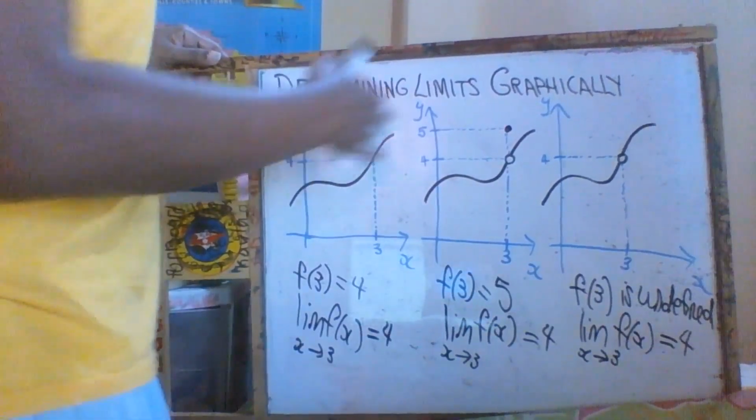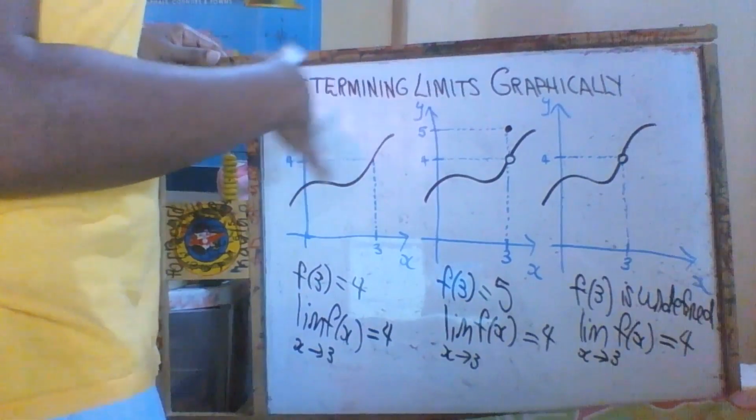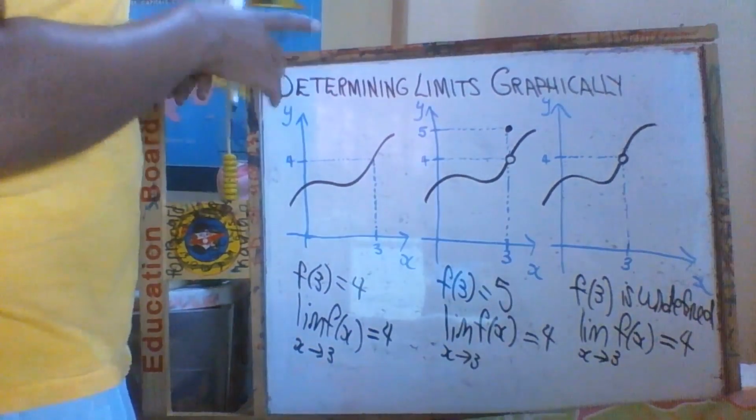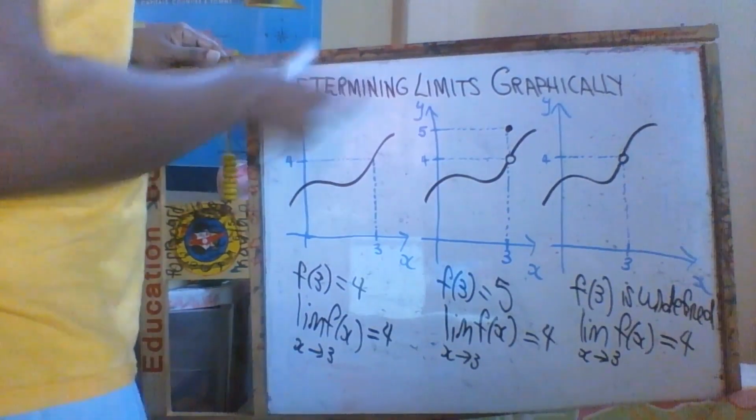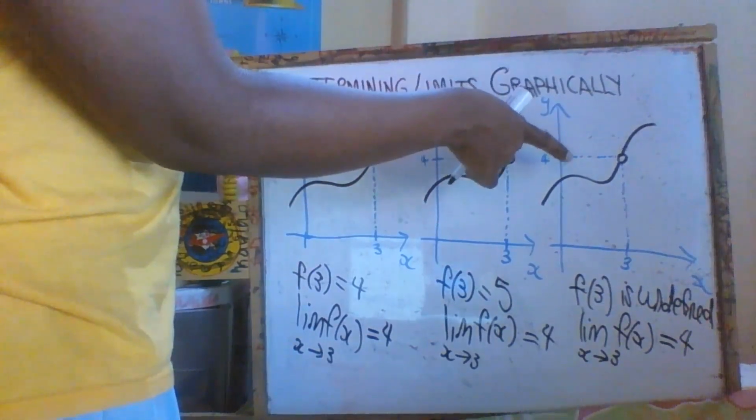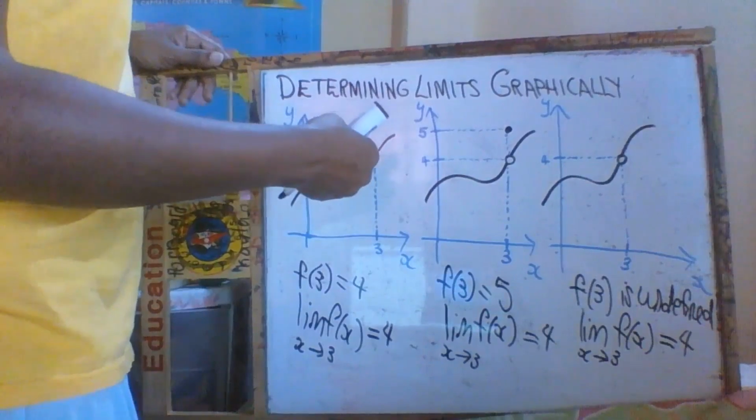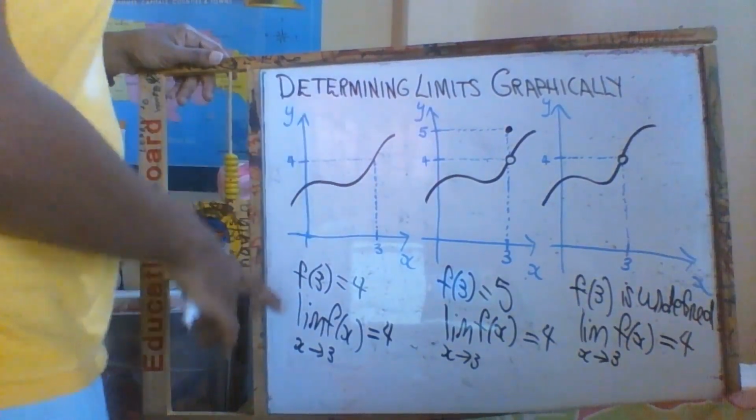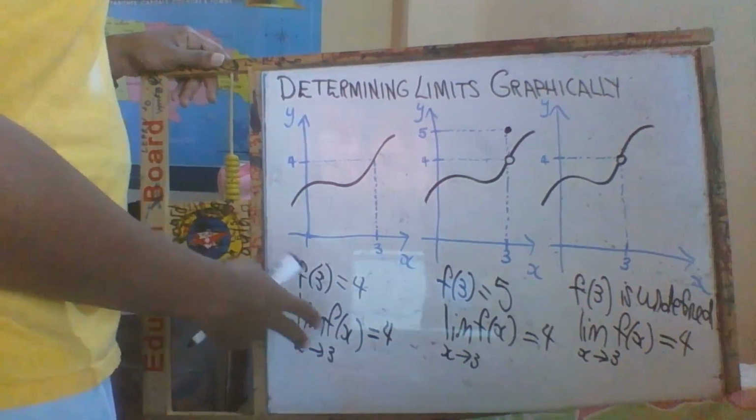So all 3 graphs had the same limit as x goes to 3. They're all 4, but the function values themselves differed. Here my f of 3 was 4, here my f of 3 is 5, here my f of 3 is undefined. But when you're doing limits, you don't care about the f of, right? You don't care about what's actually happening at that particular point. You're only concerned about as x approaches a particular number.